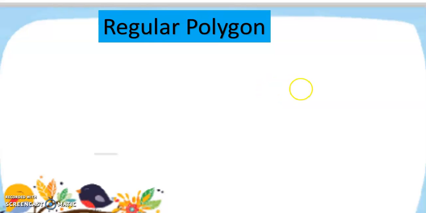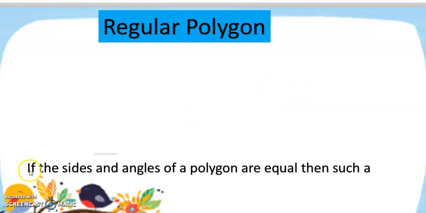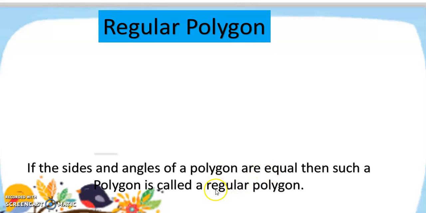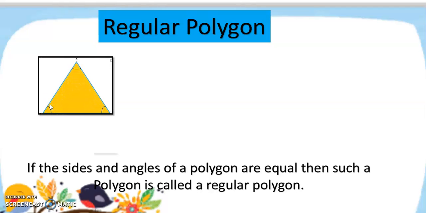Now, let's talk about regular polygon, what a regular polygon is. So, if the sides and angles of a polygon are equal, then such a polygon is called regular polygon. Let us see the example. So, here I have example of a triangle.